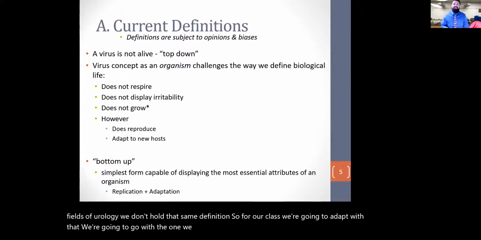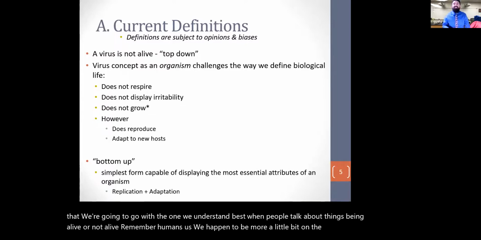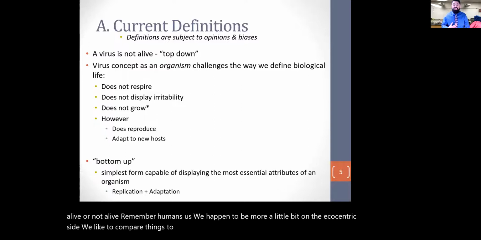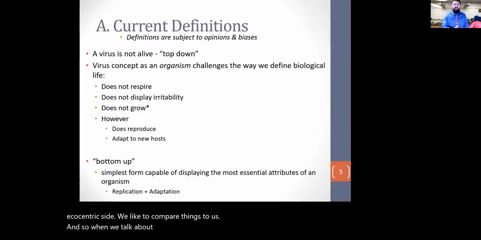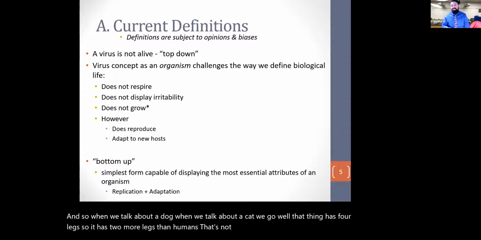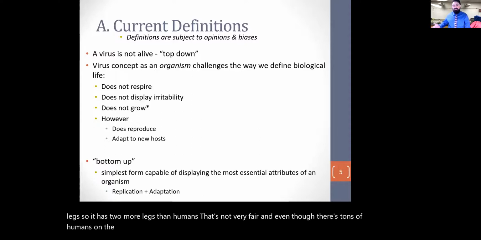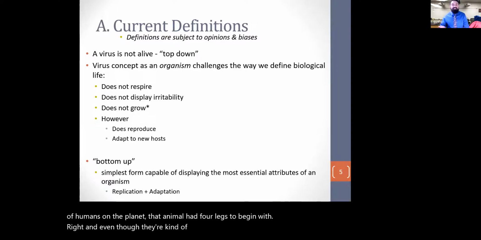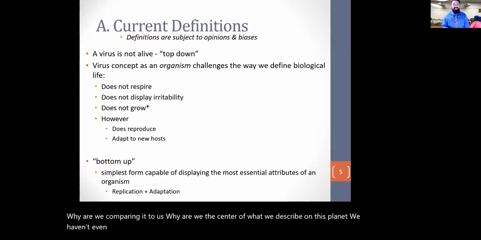When people talk about things being alive or not alive, remember, humans, us, we happen to be a little bit on the egocentric side. We like to compare things to us. And so when we talk about a dog, when we talk about a cat, we go, well, that thing has 4 legs, so it has 2 more legs than humans. Well, that's not very fair. And even though there's tons of humans on the planet, that animal had 4 legs to begin with, right? And even though they're kind of armish and kind of leggish, why are we comparing it to us? Why are we the center of what we describe on this planet? We haven't even been around on this planet that long, right?